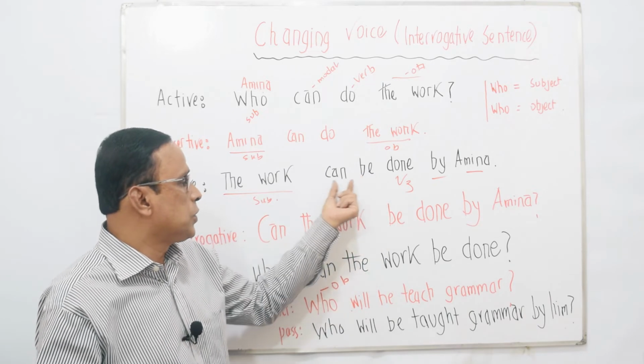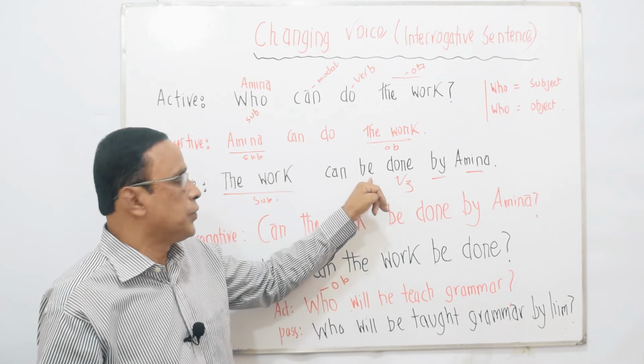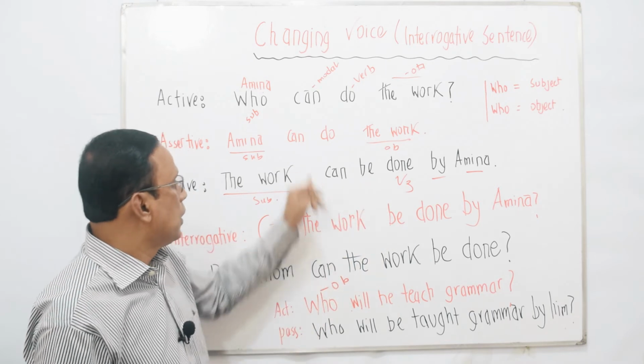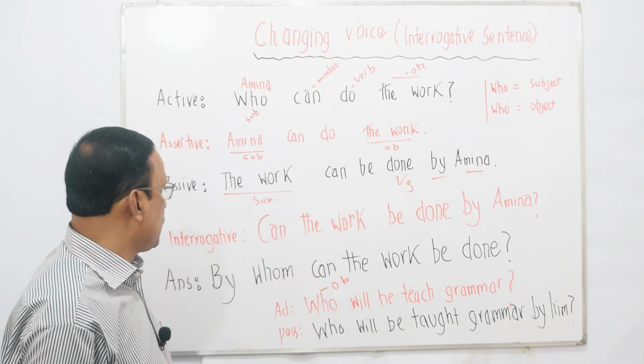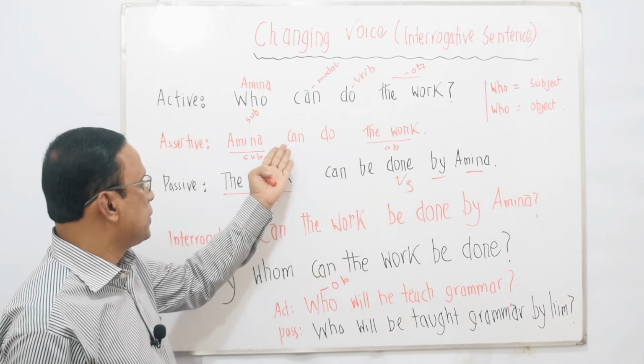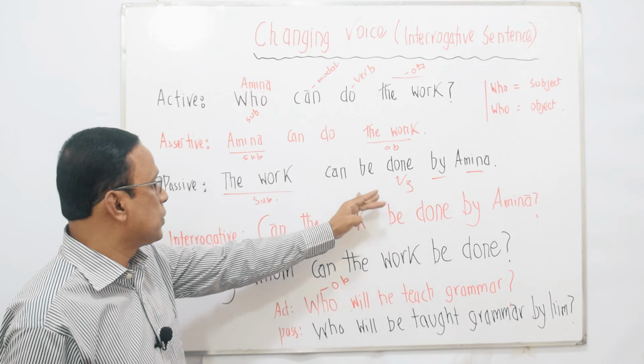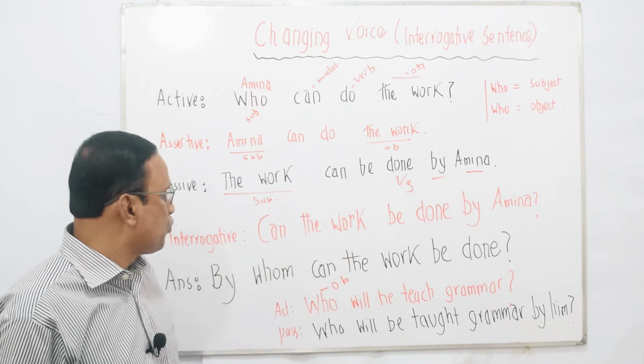So when we use a modal, after the modal we always use this be. Bring down this modal can here. So Amina can do the work. This is the active, and the work can be done by Amina. This is the passive for the sentence Amina can do the work.